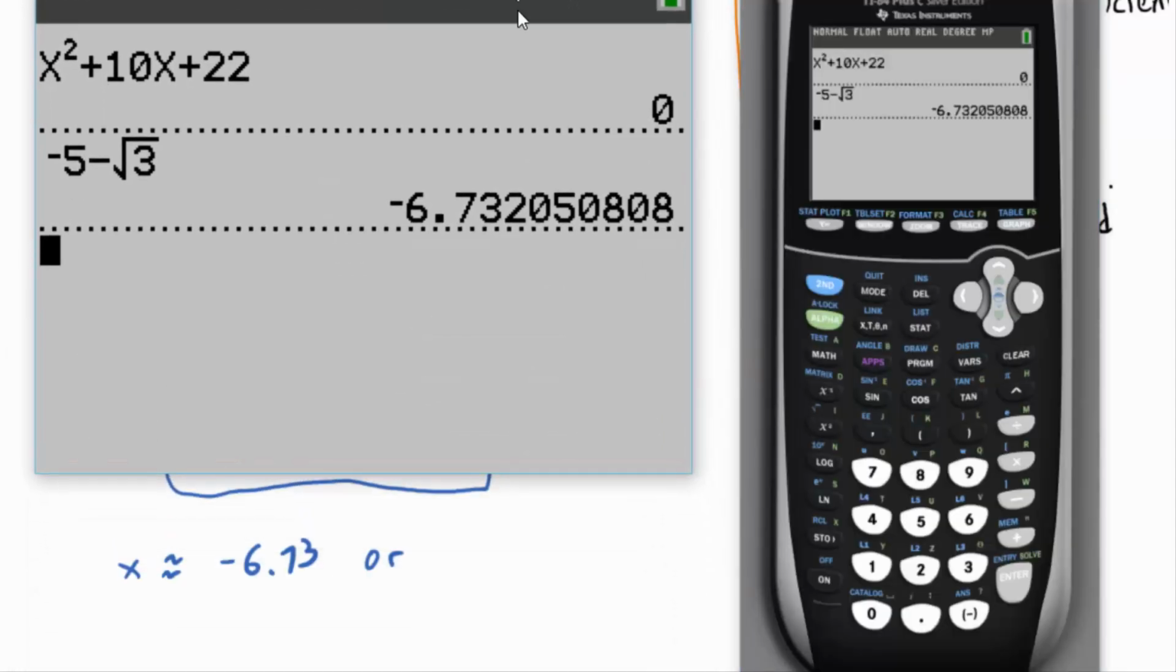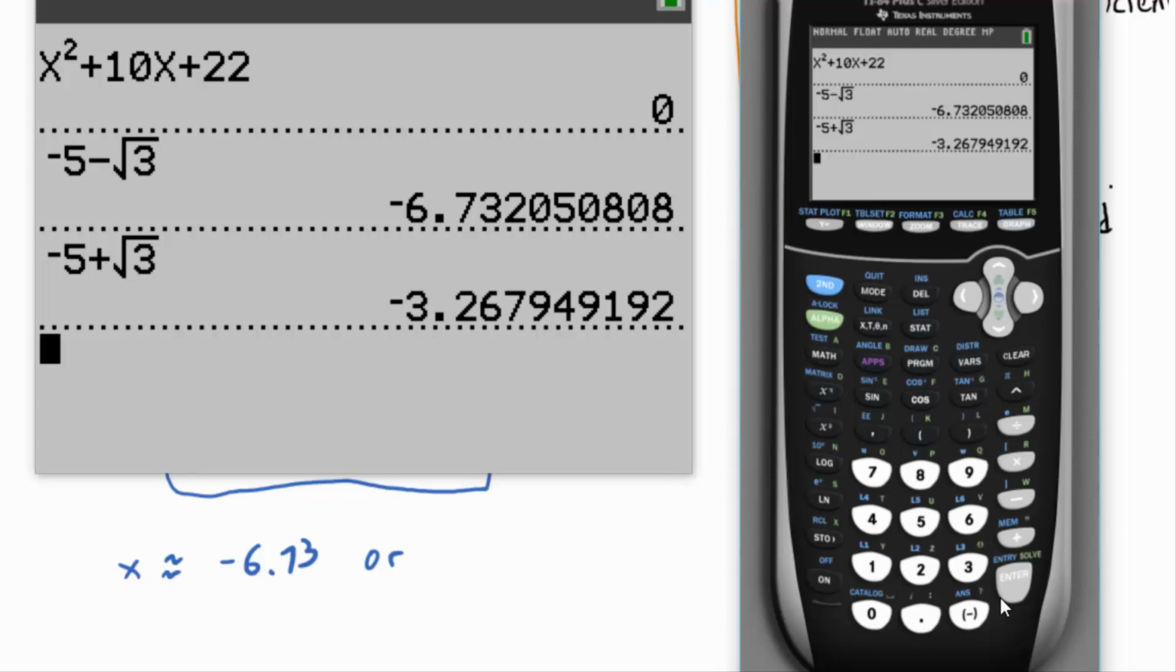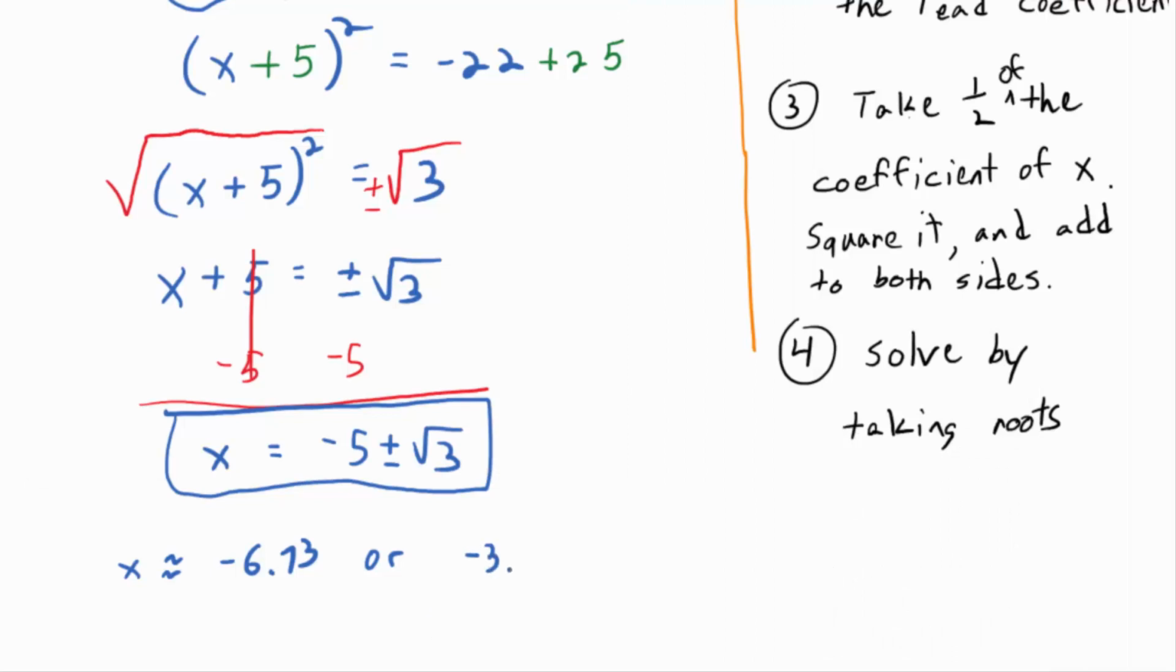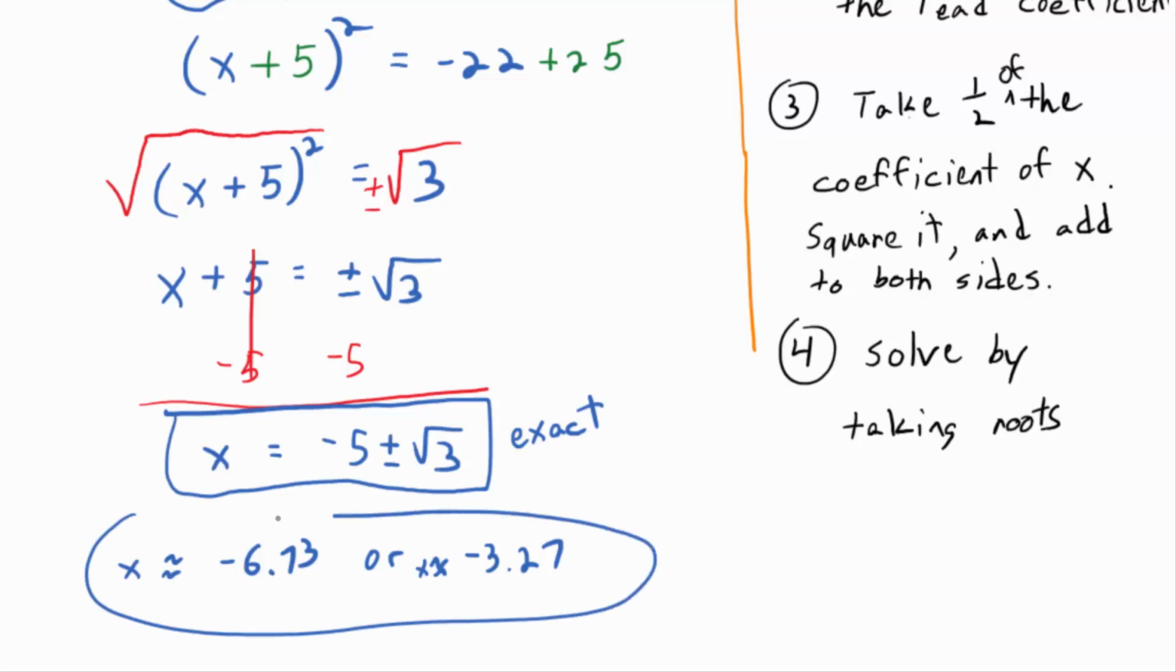And by the way, on the calculator, if you don't want to type -5 minus root 3 over and over again, just hit second function enter, arrow over, and change that minus to a plus to get the other solution. -3.27 if you round up. And these are approximate, right? So this is exact. The one with -5 plus or minus root 3 is exact. These guys are estimates. They are approximations. Know how to get both.